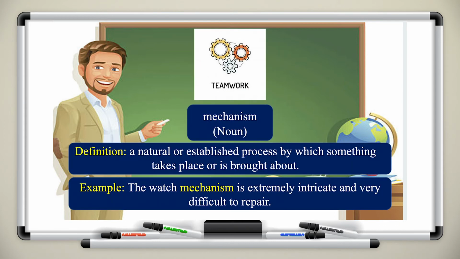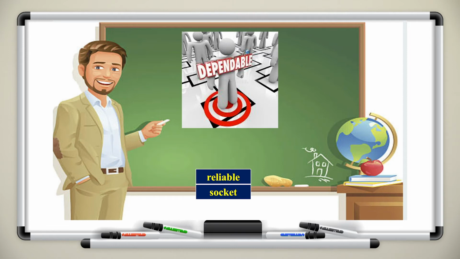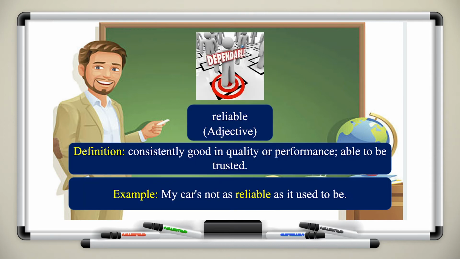So it's a mechanism. The mechanism is a natural or established process by which something takes place or is brought about. For example, the watch mechanism is extremely intricate and very difficult to repair. We have two more words. Is it reliable or socket? So it says dependable. You depend on it or depend on him or her. So it's reliable. It means consistently good in quality or performance, able to be trusted. For example, my car's not as reliable as it used to be. So it's not good, it's not working. It doesn't have that quality anymore.